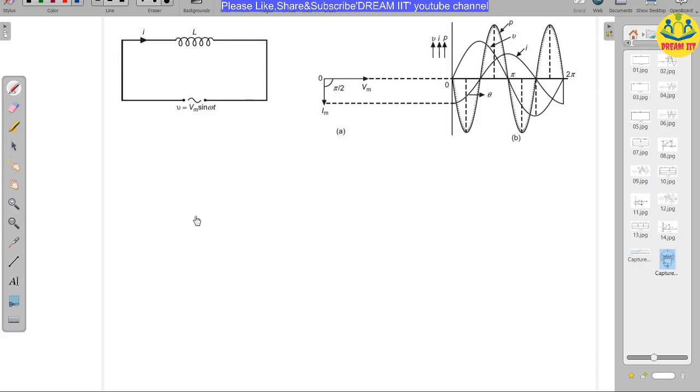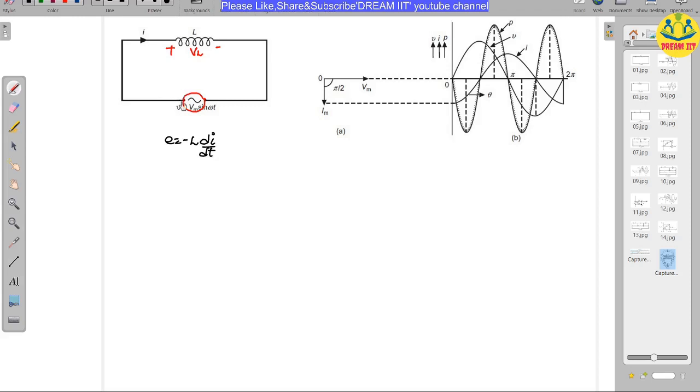Now see this circuit. Whenever you connect a voltage source across the inductor, you have VL, and this is the voltage source you have connected. Whenever you connect a voltage source, there will be some voltage drop. First we will write what the induced EMF is here. The induced EMF we can write as minus L into di by dt.